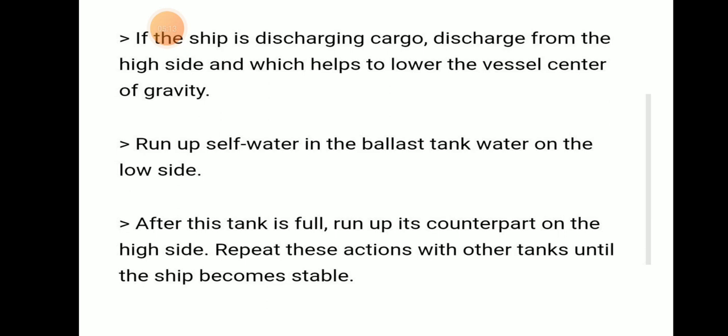Here what we are doing is correcting by reducing the center of gravity and the weight. If you are discharging cargo, discharge from the high side so that the center of gravity is lowered, and fill the ballast tank on the low side. After the low side tank is filled, run its counterpart on the high side and repeat this action until the ship becomes stable. This will be the corrective action for angle of loll.